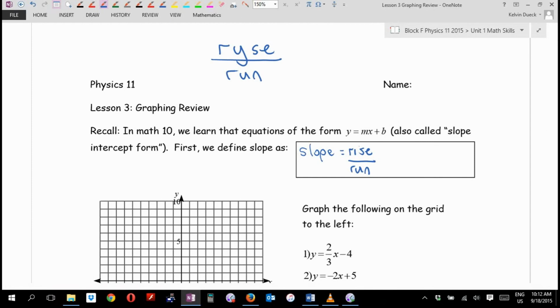You also had a formula, which was y2 minus y1 over x2 minus x1. You used that if you only had the points and you didn't have graph paper handy. Now, this year, 99% of the time we're going to have the graph paper handy, so I'm giving you the y2 minus y1 over x2 minus x1 because I'm a math nerd and I do love that formula, but we're hardly ever going to use it.